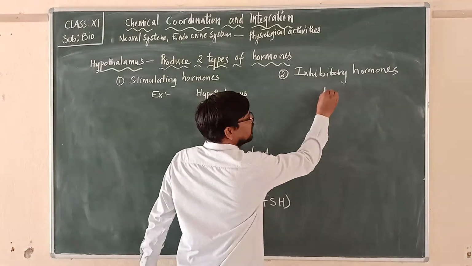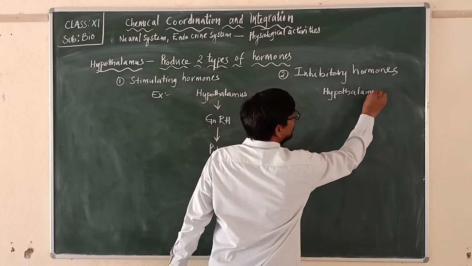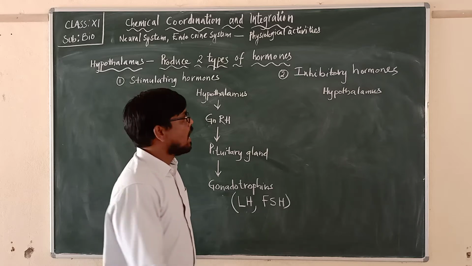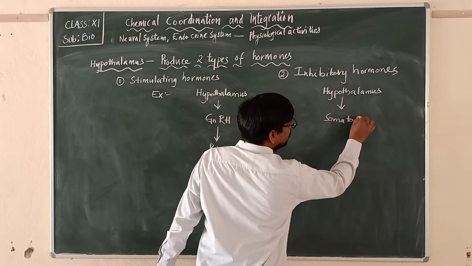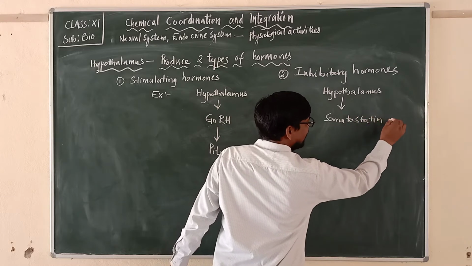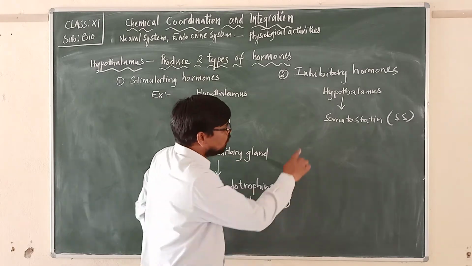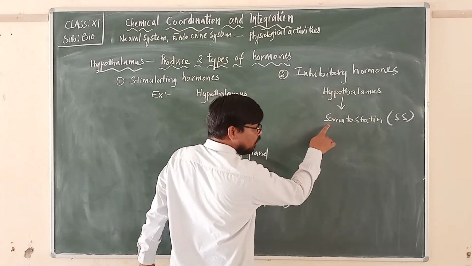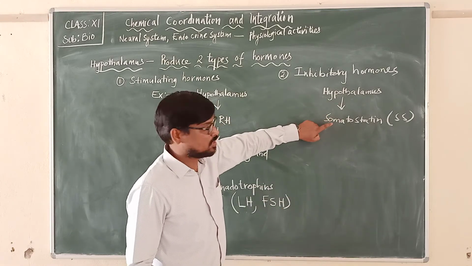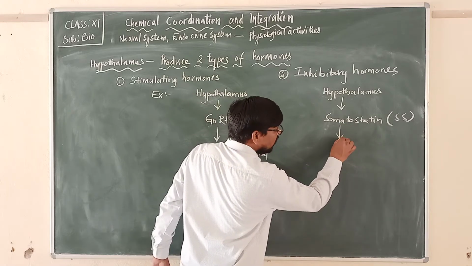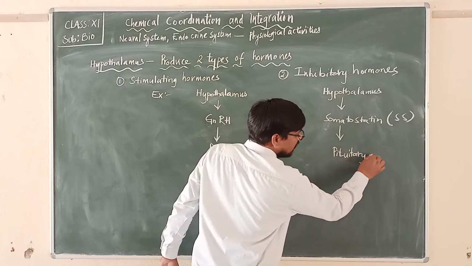So here also, the hypothalamus is producing a hormone, which is called somatostatin. In short, we call it SS. This somatostatin is a hormone produced from the hypothalamus. Somatostatin now reaches, or enters into, the pituitary gland.